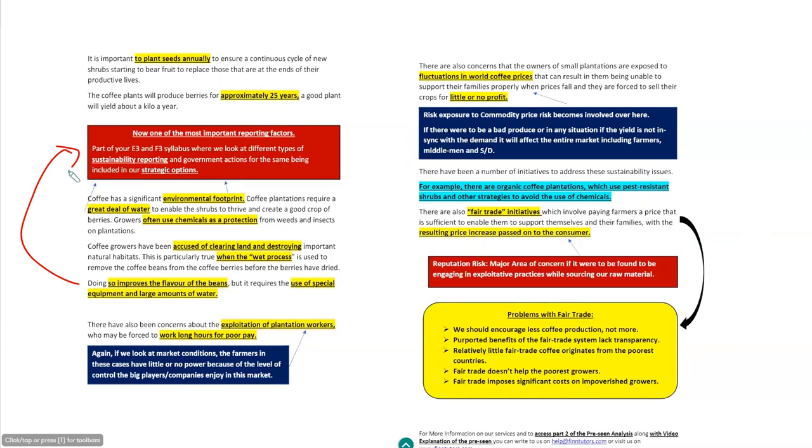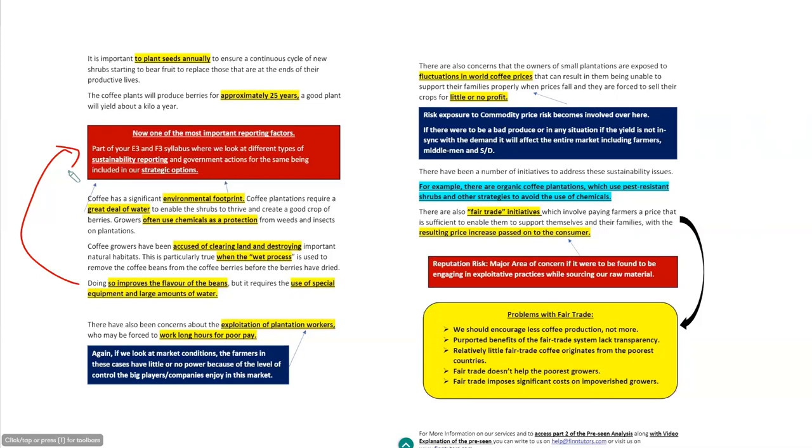There have also been concerns about the exploitation of plantation workers, one of the biggest problems of the coffee trade in the modern world as well. In the real world, there is exploitation of plantation workers in developing countries, especially in Africa and other parts of India as well, who may be forced to work long hours for poor pay. Again, if you look at market conditions, the farmers in these cases have little or even no power because of the level of control of the big players.